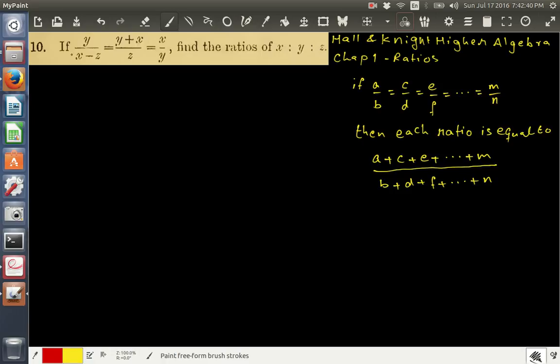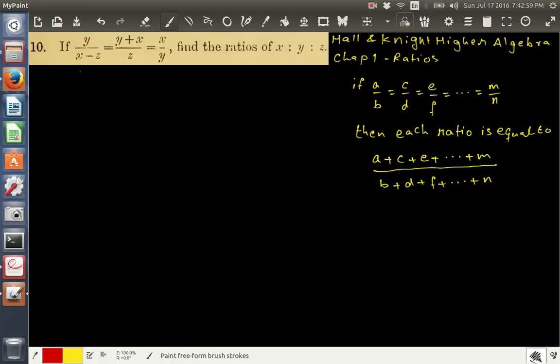Okay, so this is problem number 10 from Hall and Knight Higher Algebra, Chapter 1 Ratios. The problem is that if y over x minus z is equal to y plus x over z is equal to x over y, then we have to find the ratio x is to y is to z.